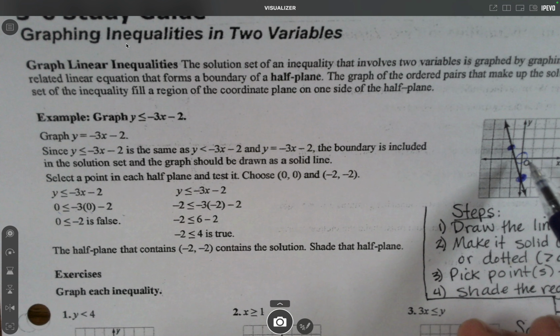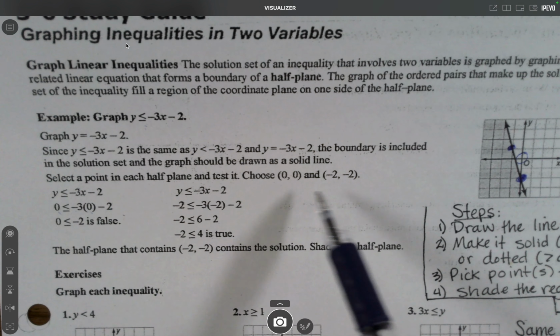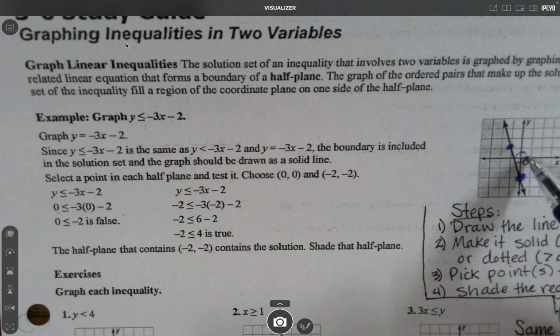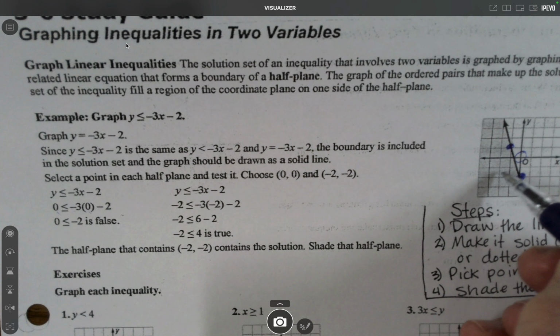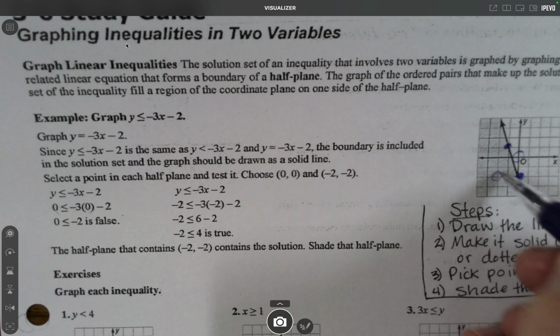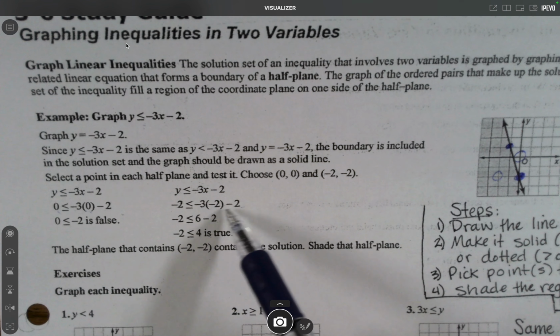Because since 0, 0 isn't part of the answer, it must be that the other side of the line is part of the answer. And you can see, this could be why in the example they're doing two. They're picking one on the false side, one on the true side. So we look at the point -2, 2 right here. You can plug this into the inequality.